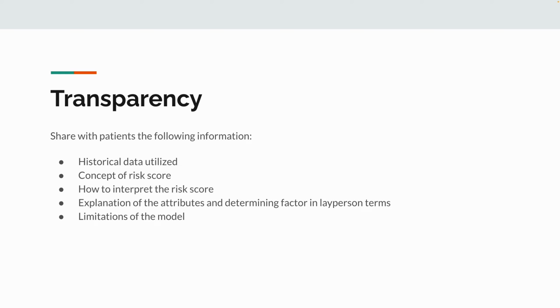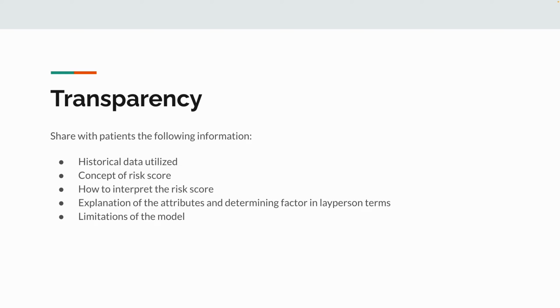On transparency, we want to share with the patient the information around what historical data was utilized. So this will include what information from their medical record was used to determine their risk score. We need to explain the concept of risk score. What does the score mean? What do the different ranges mean? Also, how do they need to interpret the risk score?